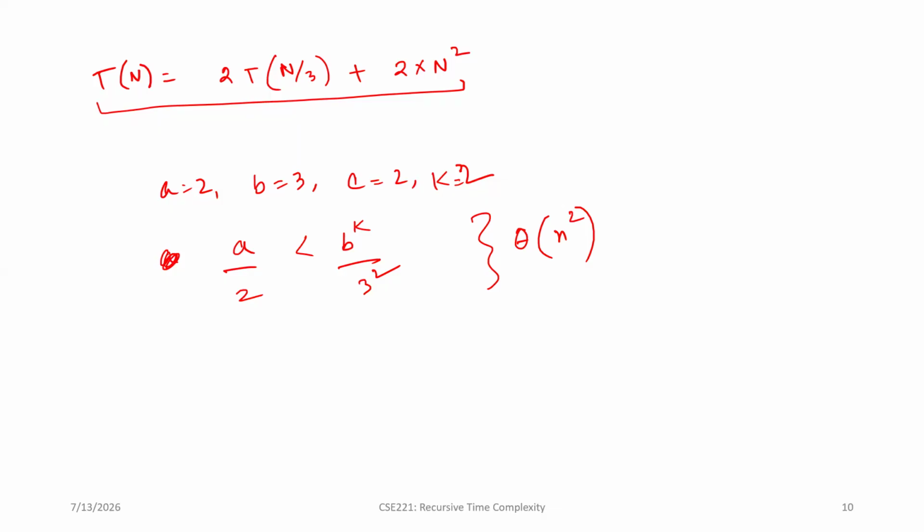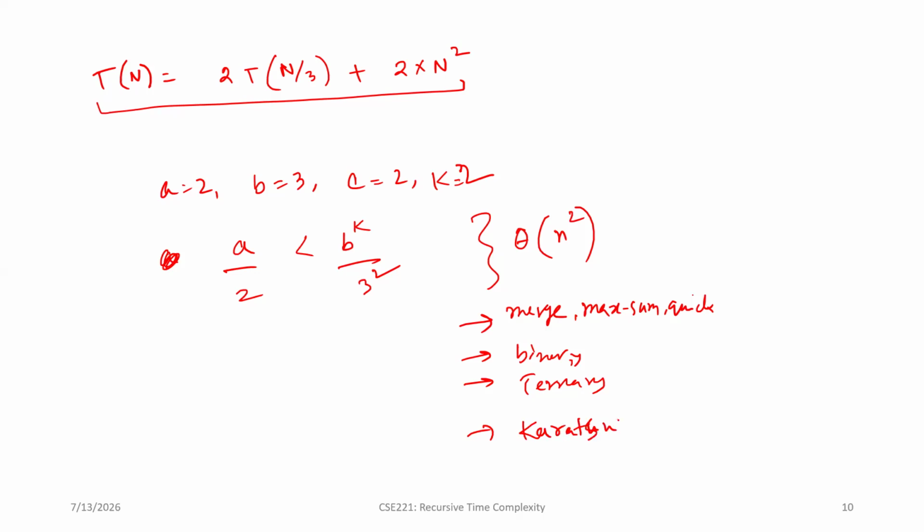So our practice should be to apply this for all the different concrete algorithms that we know. Merge sort, quick sort, maximum subarray. Merge sort and maximum subarray are the same. Quick sort is also the same. Then binary search, ternary search. We also know another different concrete algorithm called Karatsuba multiplication.